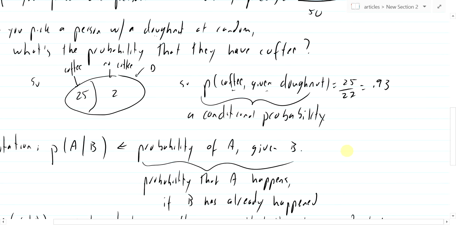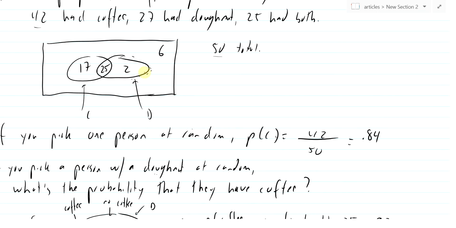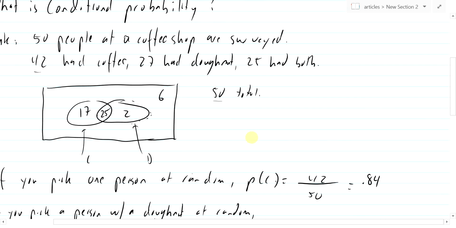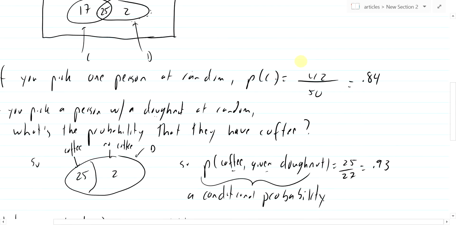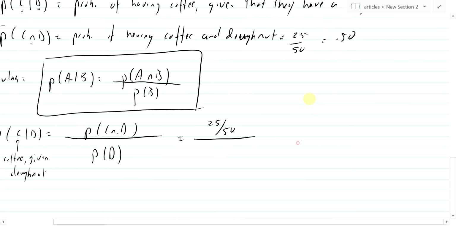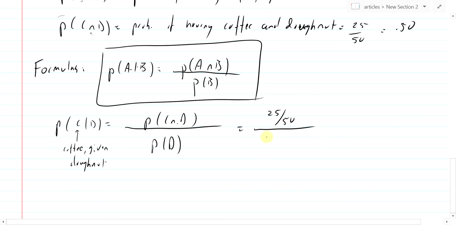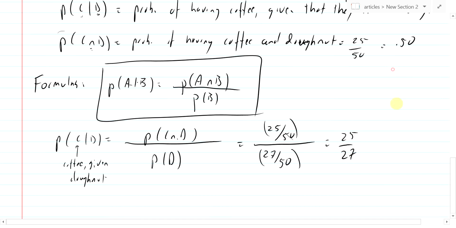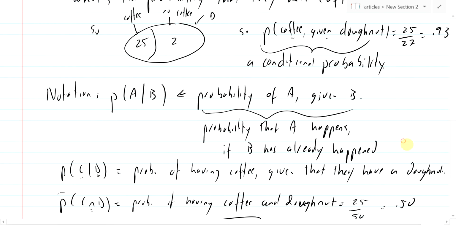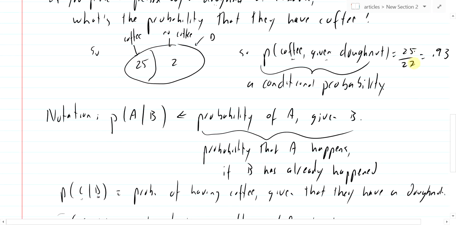Oops, where's my Venn diagram? There it is. The probability of having a donut is 27 out of 50, or 54%. And note an interesting thing that happens here: the 50s, which is the total number of people in the shop, cancel out. And so we're just left with the 25 over 27, which is what we had when we calculated the probability of having coffee given that they have a donut.